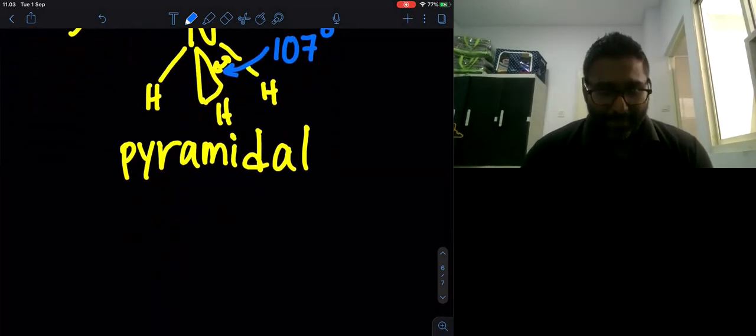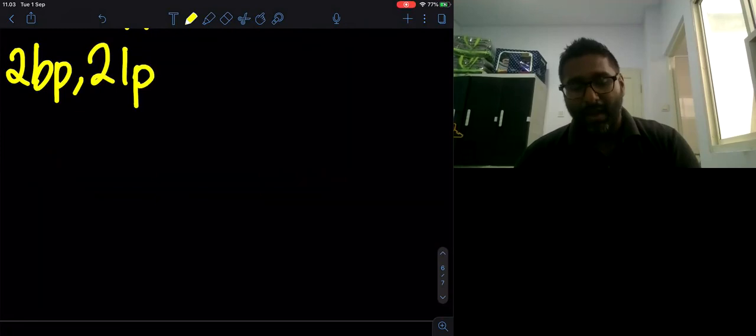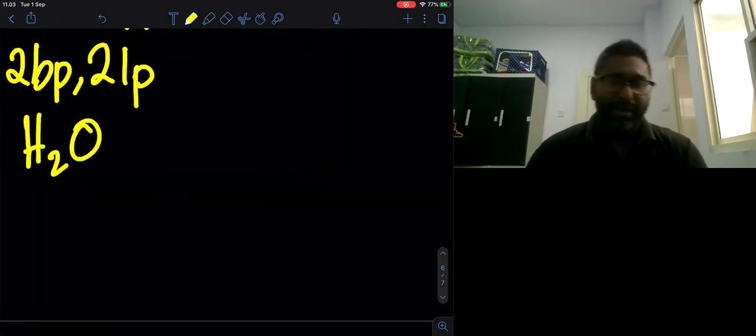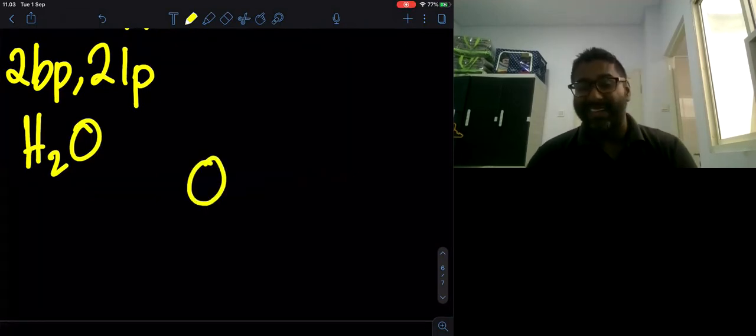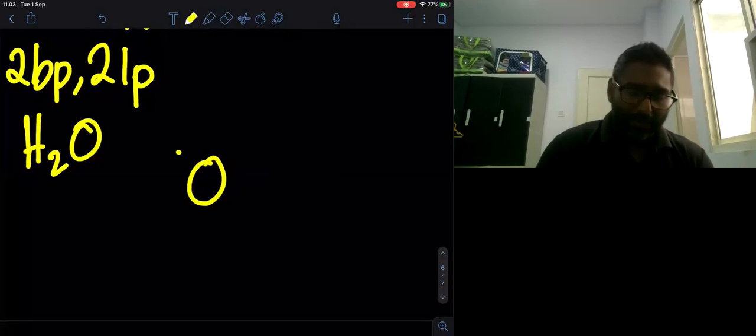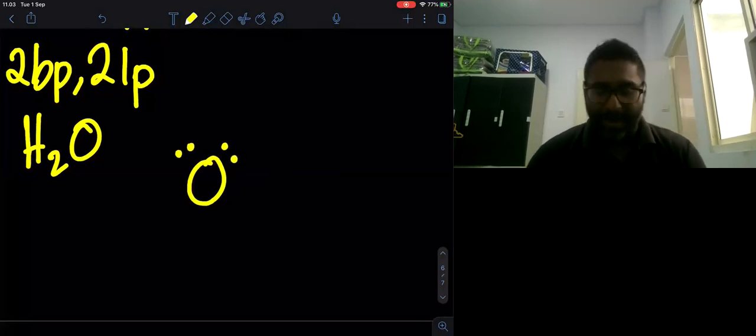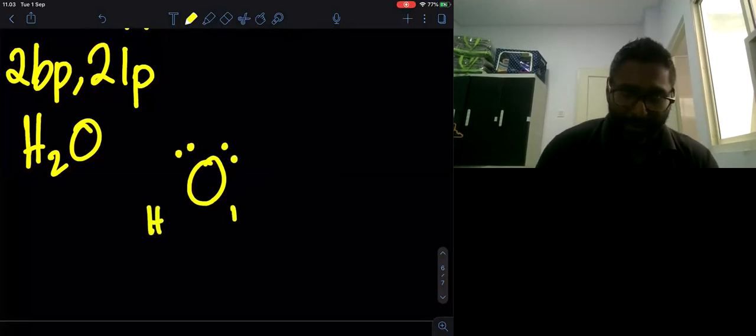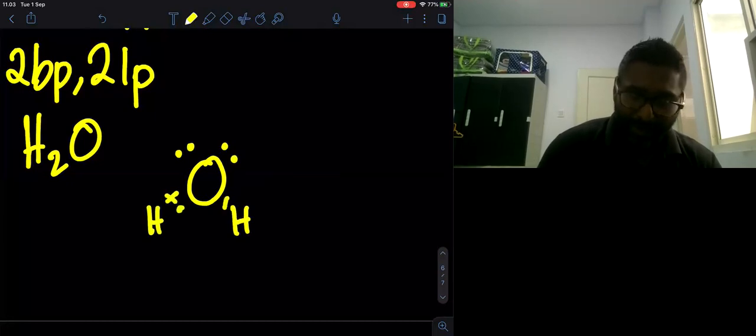Now, the next part, let's move to another variation. The other variation is 2 bonding pair and 2 lone pair. According to this variation, the example given is water. The center atom is oxygen, group 16. So when we draw, it will be like this, 2 lone pair, and then we have hydrogen, hydrogen, so 2 bonding pair over there.